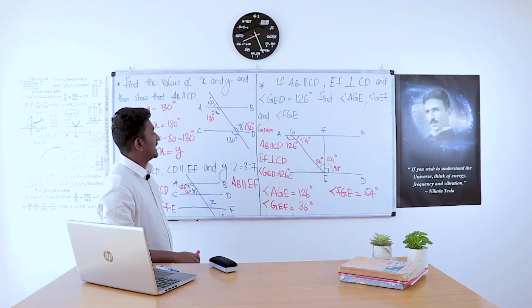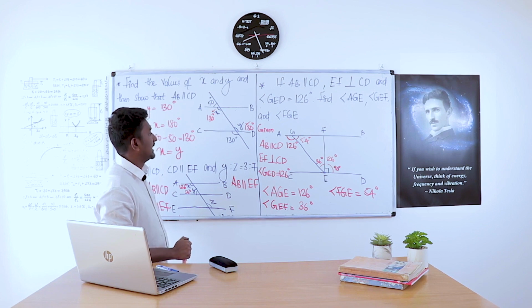Angle AGE is equal to 126 degree. Angle GEF is equal to 36 degree. Angle FGE is equal to 54 degree. Clear?